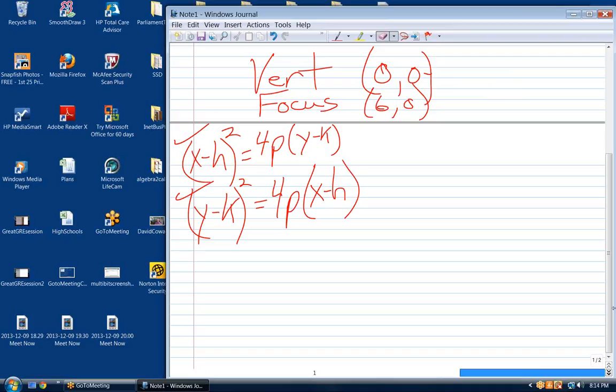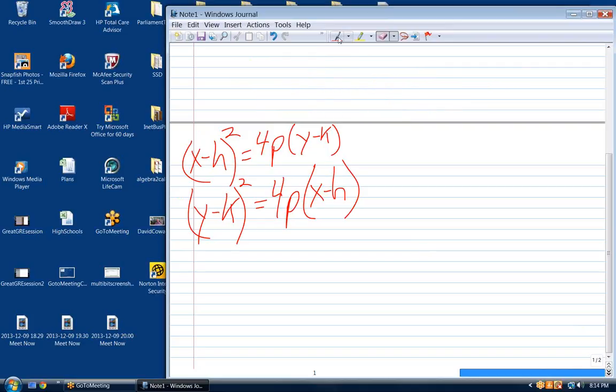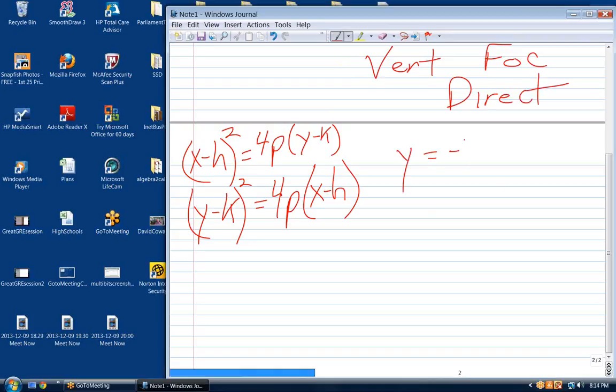All right, you got another one? I'm going to leave those 2 formats up there for the moment. Yeah, the other one would be: identify the vertex, the focus, and the directrix of each graph, then sketch that graph. And it's y equals -1/4 x squared.